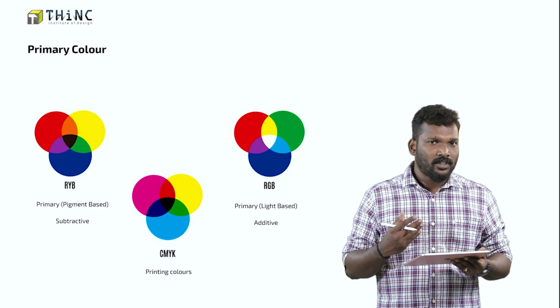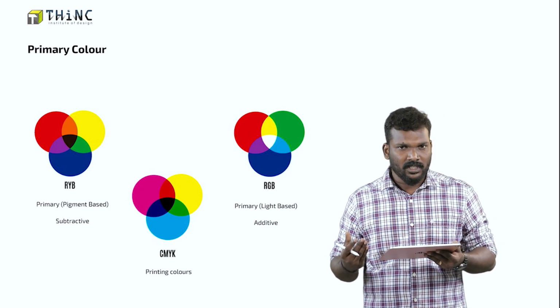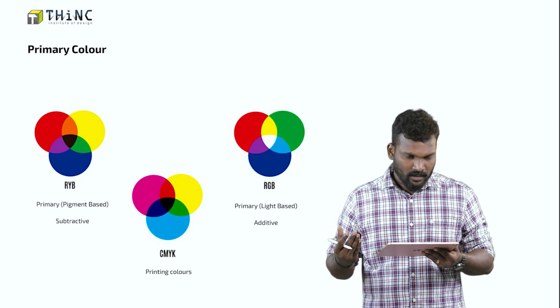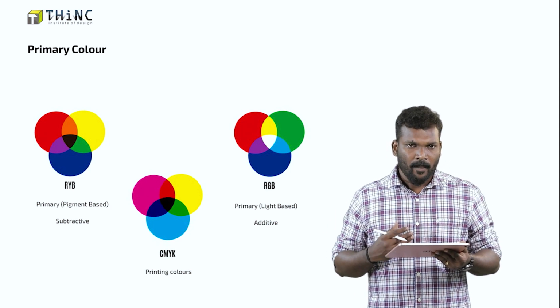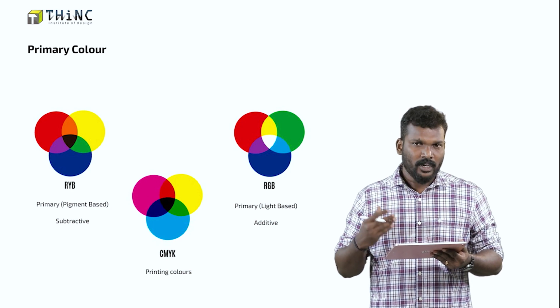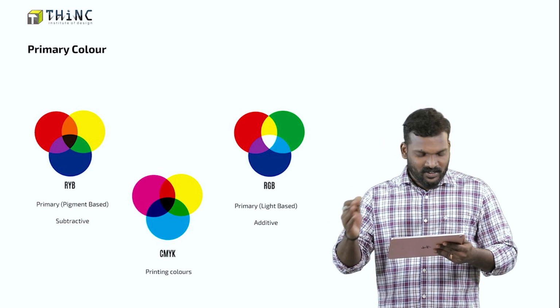And there is one more color scheme which we call CMYK, which stands for cyan, magenta, yellow and black, which you can consider a sister group of the RYB system, and which is more conventionally used in printing rather than the RYB system. So let's move on to the next question.